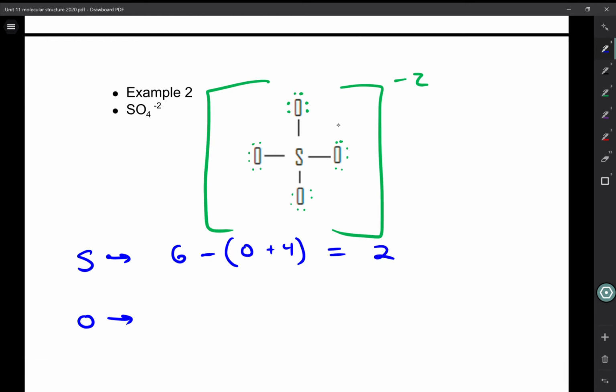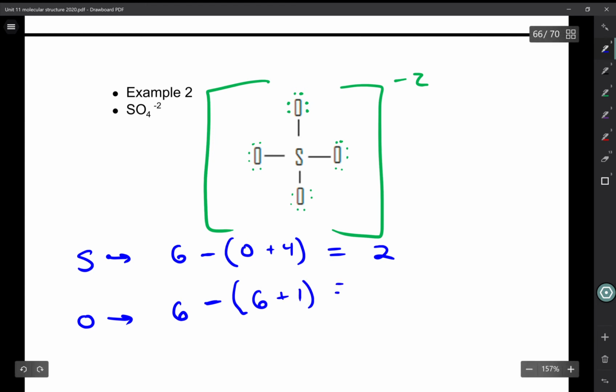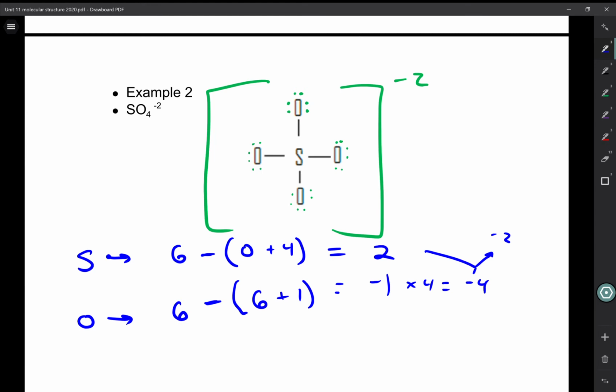And then oxygen, so each oxygen, 6 electrons in its free atom, minus unshared, 2, 4, 6. And then take half of the shared, so that's 1, so 6 minus 7, -1. And then since you have 4 oxygens, that's overall -4. Add those up, it gets you -2. There you go. So those are your formal charges for SO4 2-.